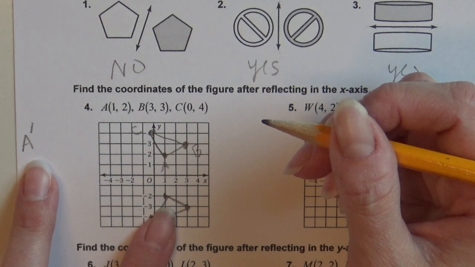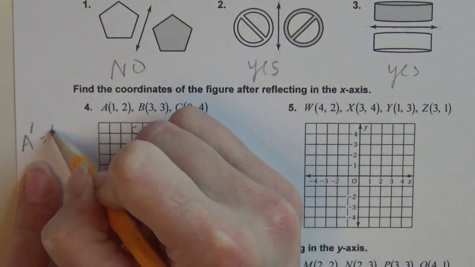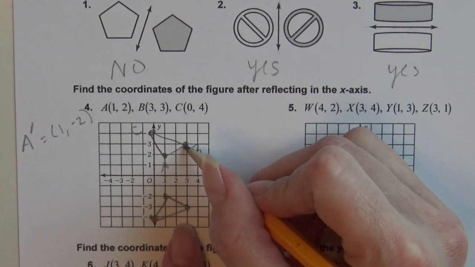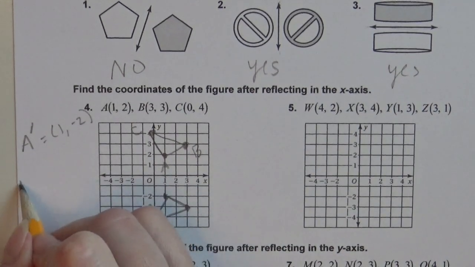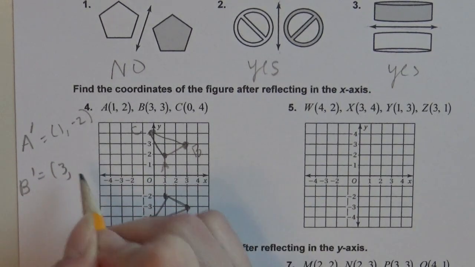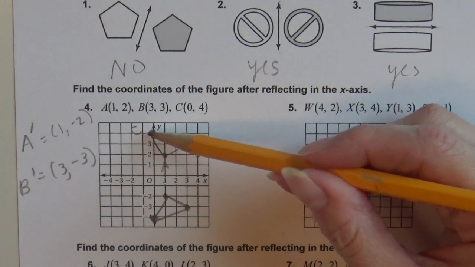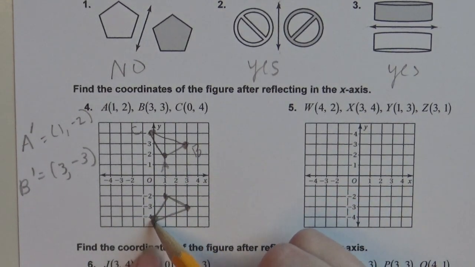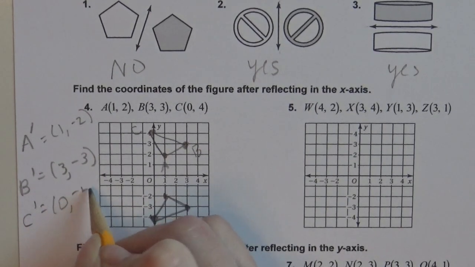So that just means that that's the corresponding point to point A from the original. So the image of point A is ordered pair 1, negative 2. The image of point B is this one, and that's ordered pair 3 on x, negative 3 on y. So we'll say image of B is ordered pair 3, comma, negative 3. Our original point C was at 0, 4. Our C prime, or our image, is down here at negative 4. So C prime is equal to ordered pair 0, comma, negative 4.